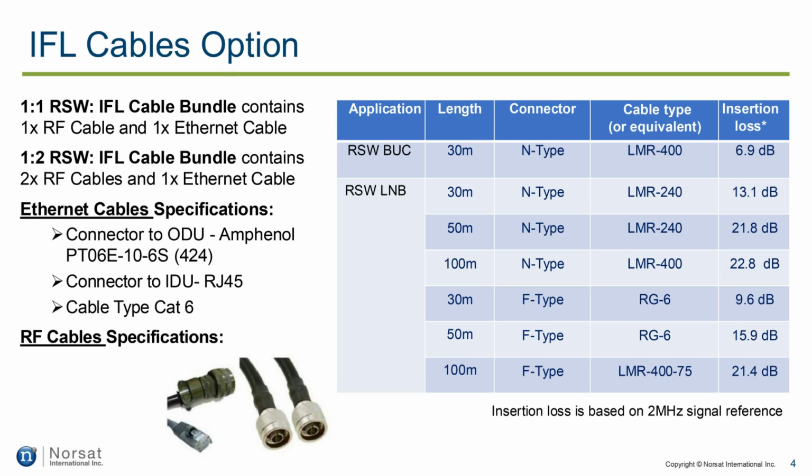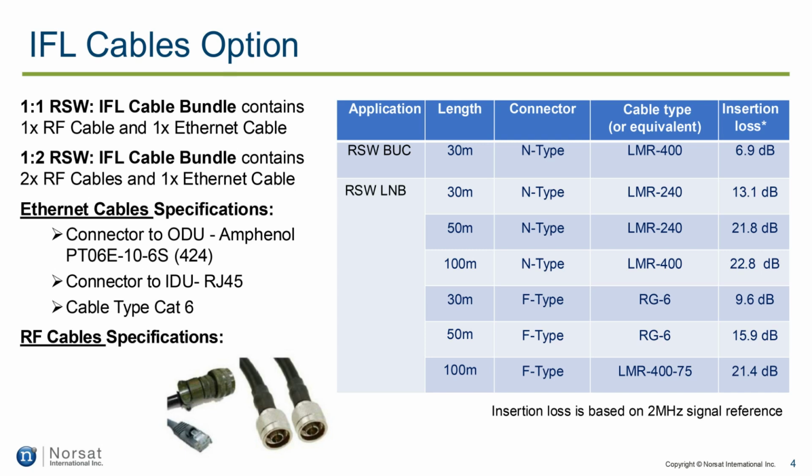There are different IFL cable configurations. A 1:1 RSW setup includes a bundle with 1 RF cable and 1 Ethernet cable. A 1:2 RSW setup contains 2 RF cables and 1 Ethernet cable. In detail, these are the cable bundles used in 1:1 and 1:2 RSW configurations, along with the specifications for the Ethernet and RF cables. For a 1:1 RSW configuration, the IFL cable bundle contains 1 RF cable, used for transmitting and receiving radio frequency signals.